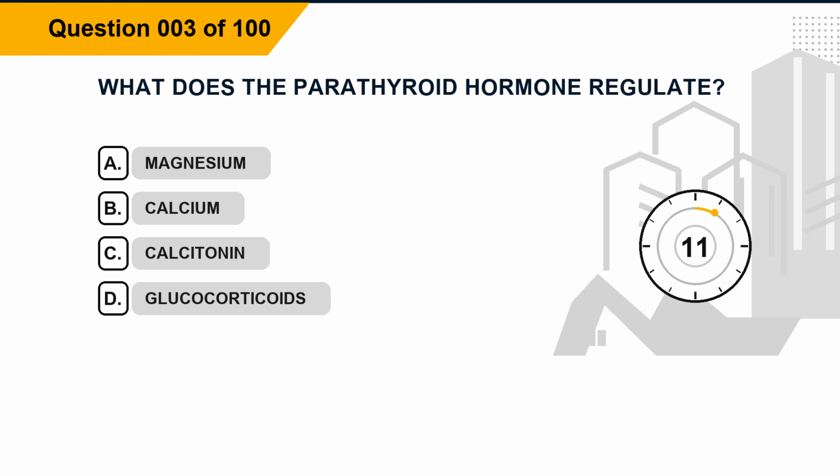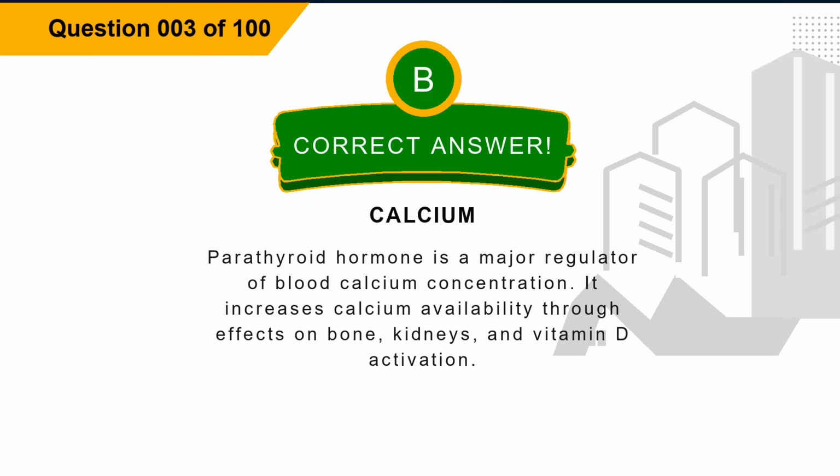Question 3. What does the parathyroid hormone regulate? Option A, magnesium. Option B, calcium. Option C, calcitonin. Option D, glucocorticoids. The correct answer is option B, calcium. Explanation. Parathyroid hormone is a major regulator of blood calcium concentration. It increases calcium availability through effects on bone, kidneys, and vitamin D activation.